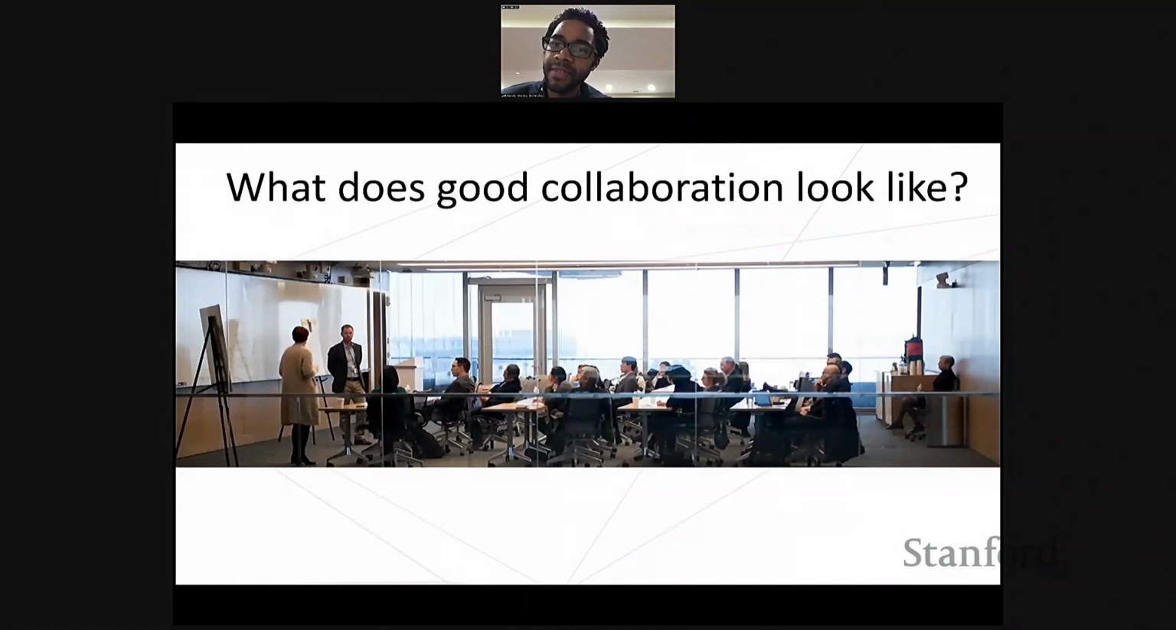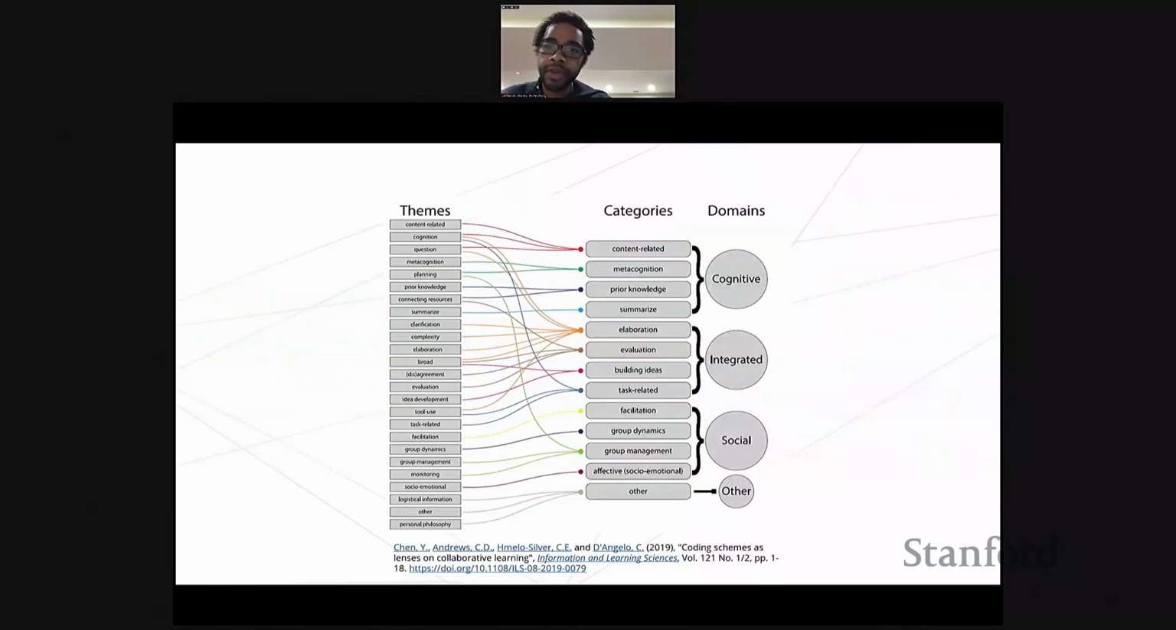So the guiding question around this project was, what does good collaboration look like? And, admittedly, researchers have been studying collaboration for a long time, right? And researchers have even come up with these sort of complicated maps of, okay, here seem to be a number of different themes that people look at related to collaboration. And now we can break those themes down into these different categories. And then those categories can subsequently be grouped into different domains. And all this information is really, really informative for helping researchers in particular think about collaboration.